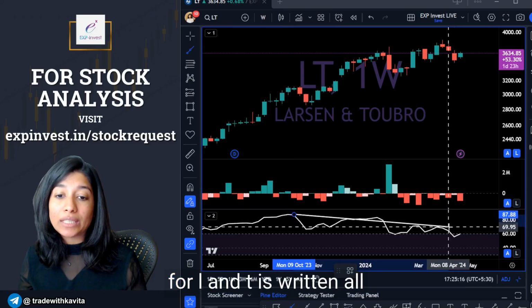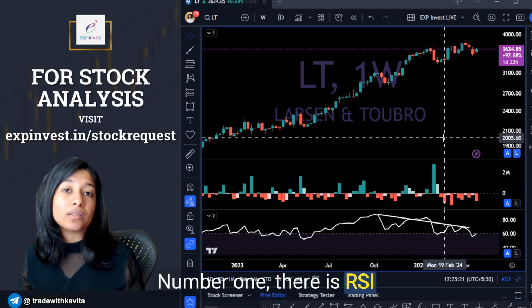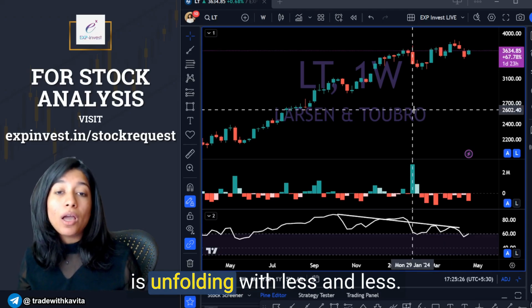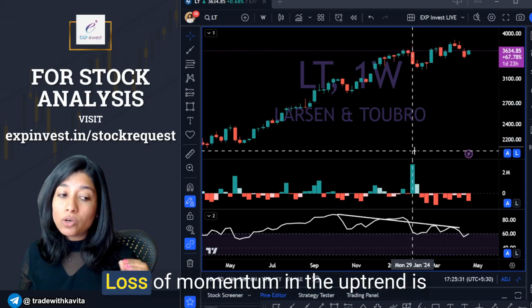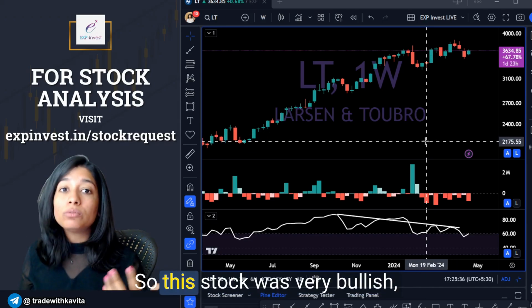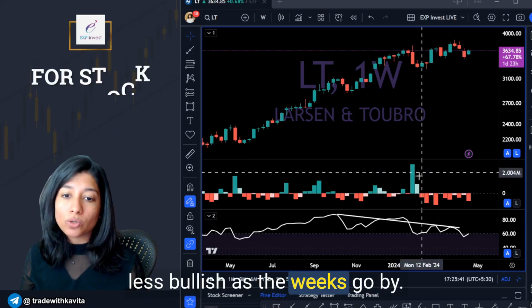And the reason I say that for L&T is written all over its weekly time frame. Number one, there is RSI negative divergence, which suggests that the momentum is unfolding with less and less power. Loss of momentum in the uptrend is the first sign of a potential reversal. So this stock was very bullish, but now it's turning less and less bullish as the weeks go by.